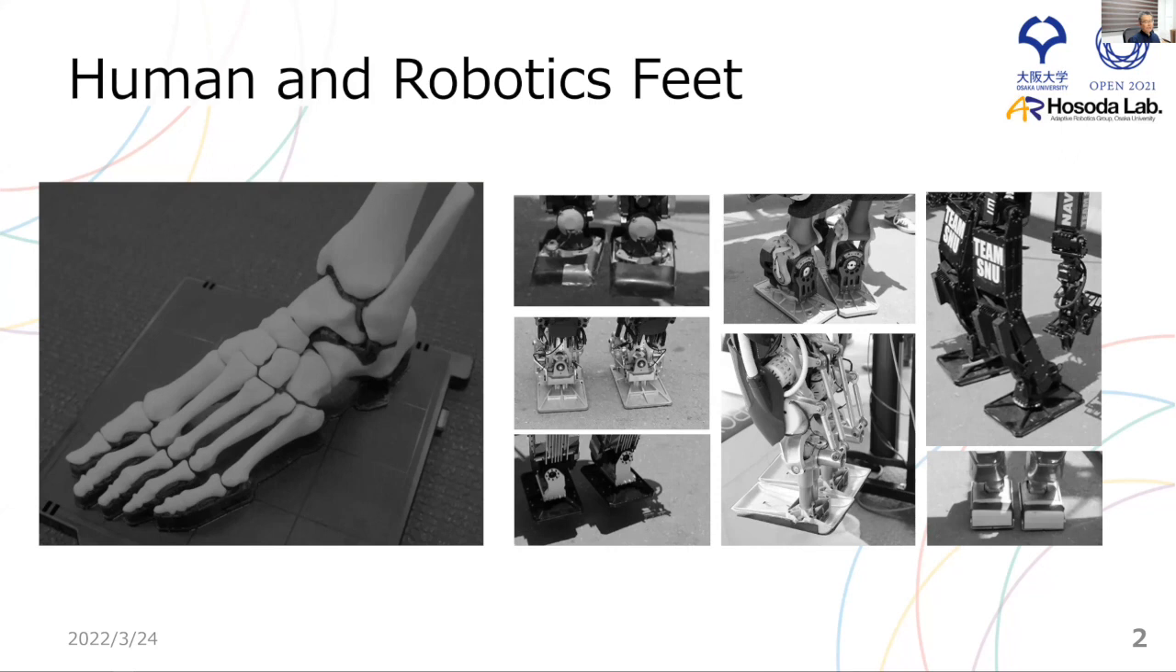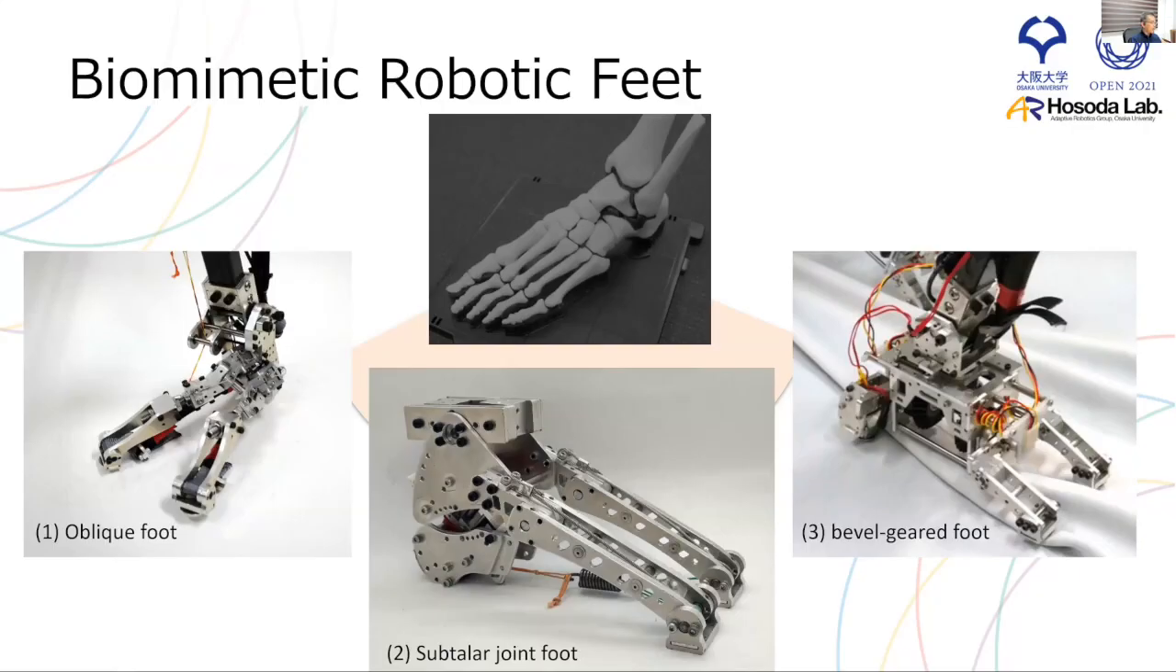Instead, what we do is construct mechanisms out of the very complex structure, so that we can see what contribution each element generates. So we focus on several parts of the structure of the foot. First, we focus on the oblique joint, which is realized by a virtual joint in the bones.